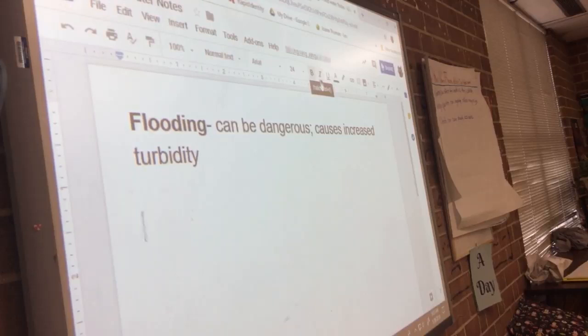What happens when it floods an area that doesn't have a lot of trees and stuff? What washes into the water? Dirt, soil. Even though it's just dirt, it's considered a contaminant if it's not supposed to be in the water. So if you increase the turbidity of the water, that's going to cause a lot of issues. And we know that we don't like to drink water with a high turbidity. We want zero. We want clear water.